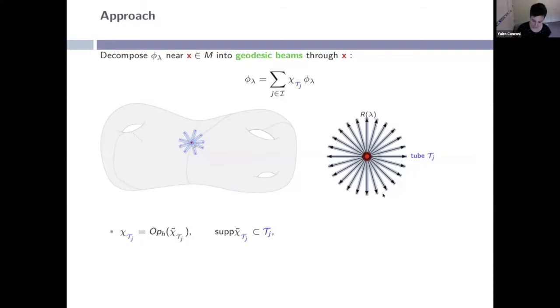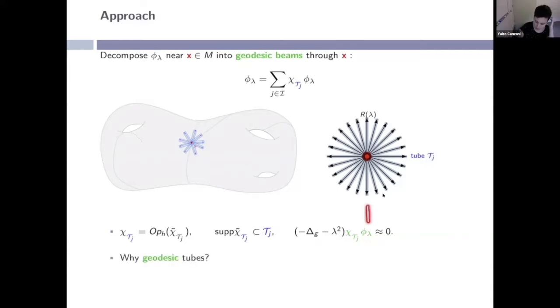And now the way in which we are going to build these beams is by asking them to locally solve our eigenvalue problem. So we are going to ask them to be local solutions, like they should behave locally like an eigenfunction of eigenvalue λ squared. And we heavily use this, and this is what imposes that our tubes should be centered around geodesics. So let me explain that for a second.